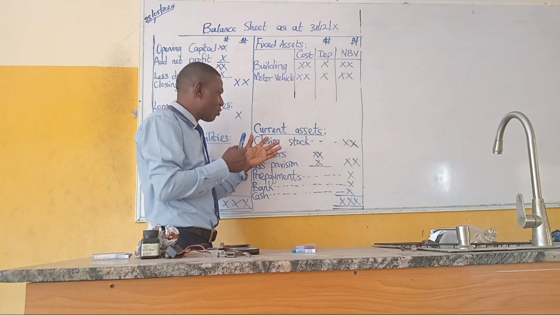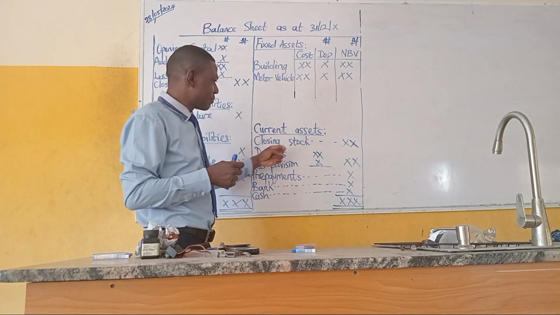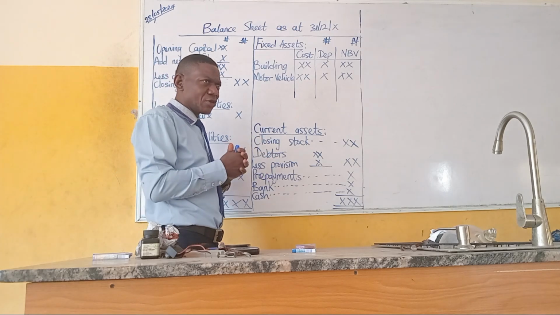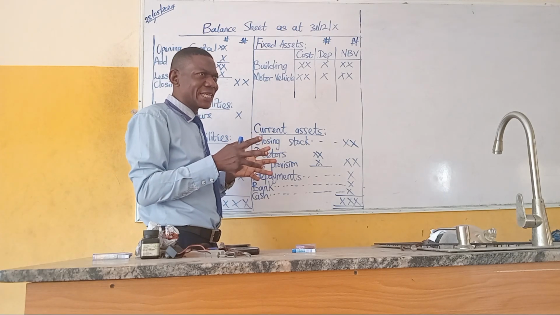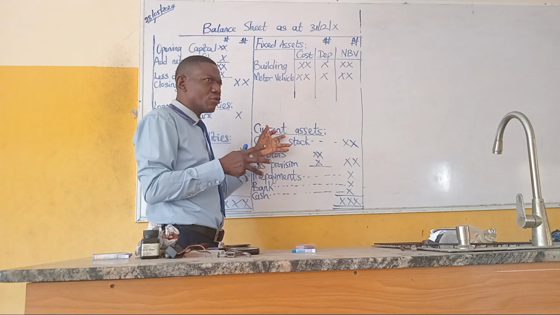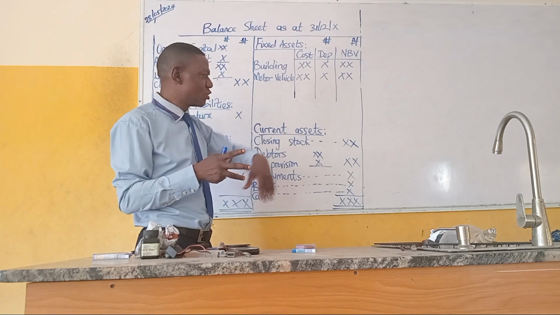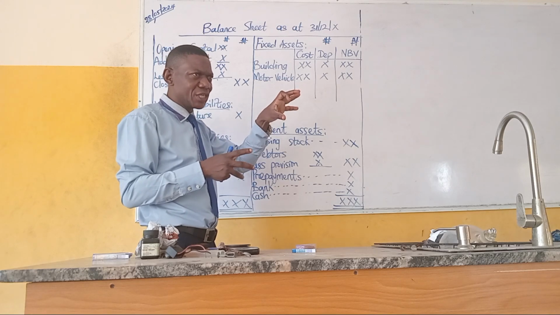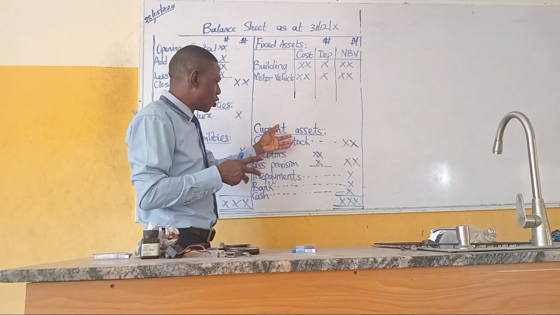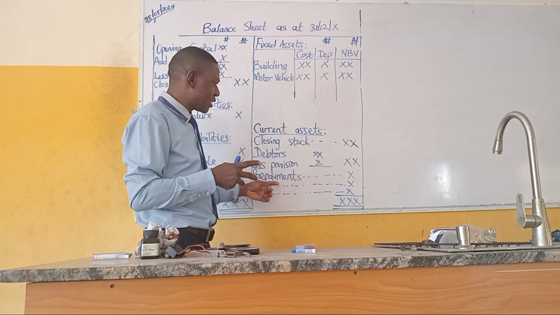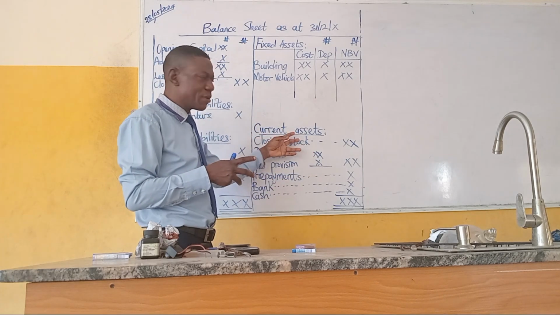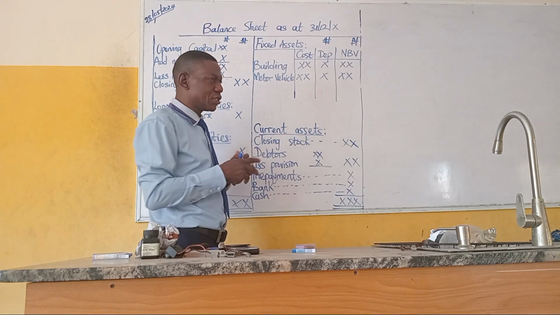Also, we have current assets. Current assets are properties of the business also, or they are properties that the company is planning to convert into cash within 1 year. That is within the next 12 months. The company can convert them to cash within the next 12 months. So they are just available in the company for 12 months.